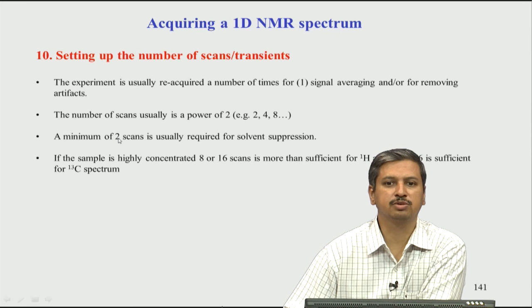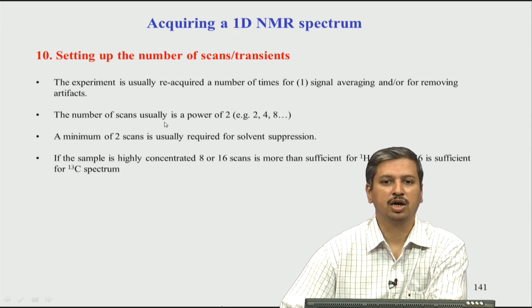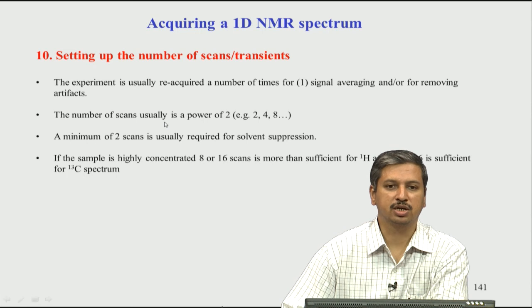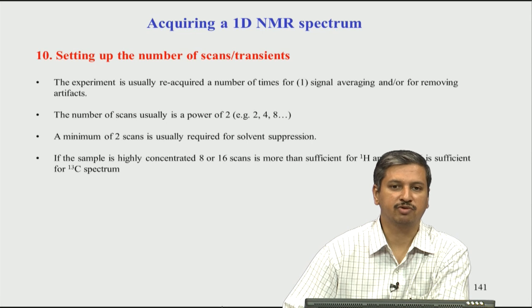The number of scans is basically how many times you want to average. If you remember, in one of the classes we mentioned that in 1D NMR you record the signal many times, you do not record it only once. Each time the signal is added, and then what you get is a final addition.